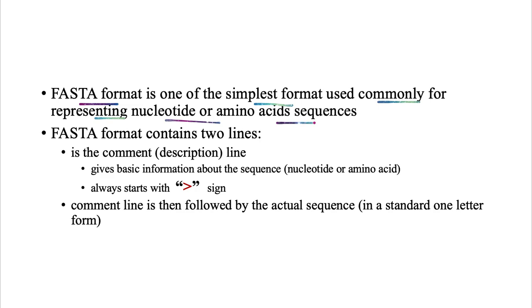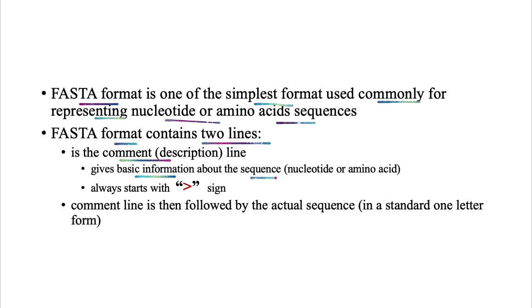The FASTA format is one of the simplest formats, commonly used for representing nucleotide or amino acid sequences. This format contains two lines. The first line is known as the comment line or description line, and it gives basic information about the sequence, whether it is a nucleotide or amino acid sequence.